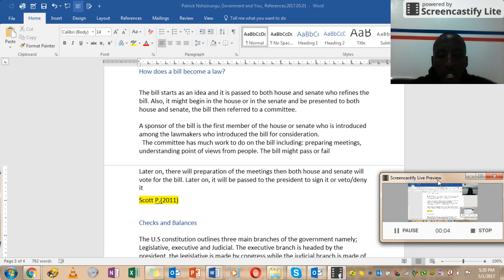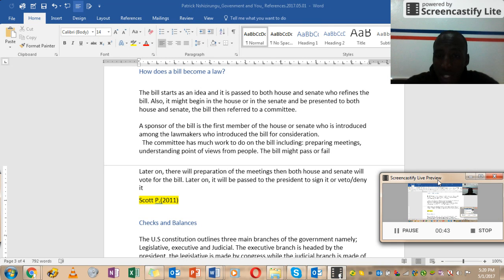So, after understanding the process by which a bill becomes a law, here is an explanation with some details that will help in understanding this process. The bill starts as an idea and is passed to both the House and Senate, who refine it. The bill might be introduced by the people or by a member of the state or the House. It must begin in the House or in the Senate and be presented to both.